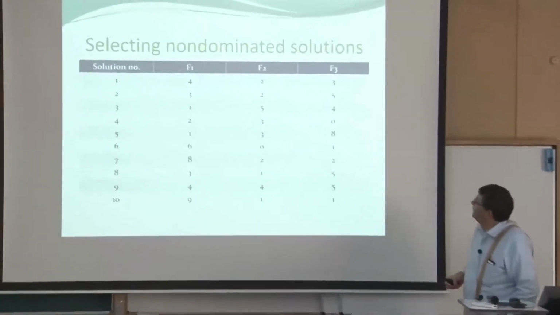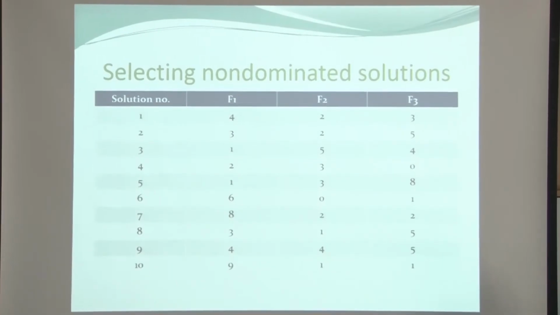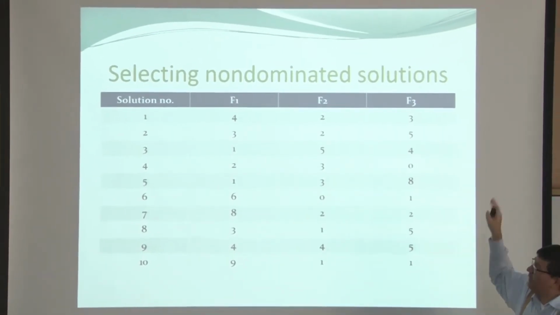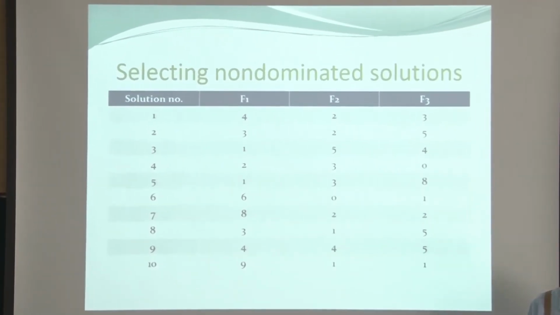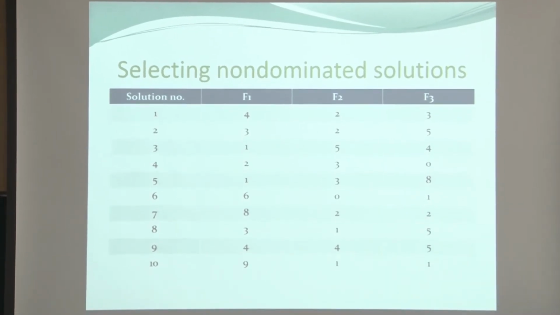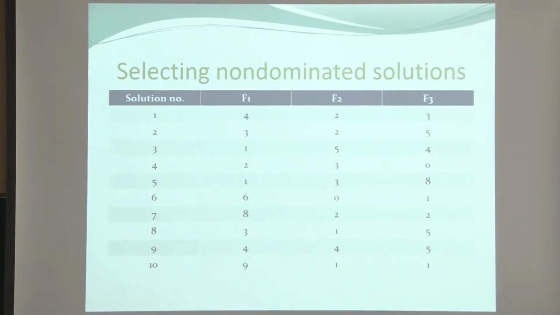So I designed a very simple example. This is an example in which we have 10 solutions. They are just numbered in the first column. And these are 3 objectives, objective 1, 2, and 3. So please copy these values, and then I will ask some volunteer to come to the front to execute by hand the first algorithm, which is the naive algorithm.